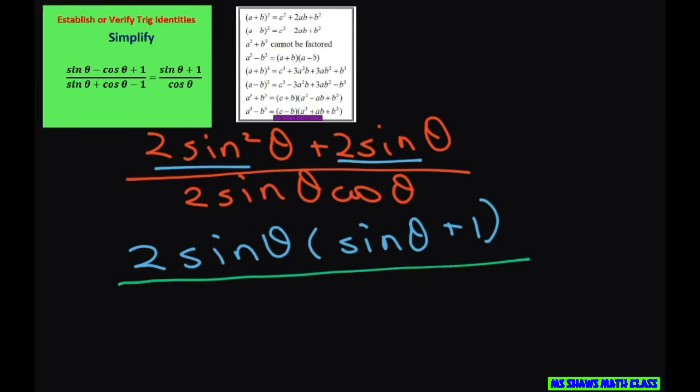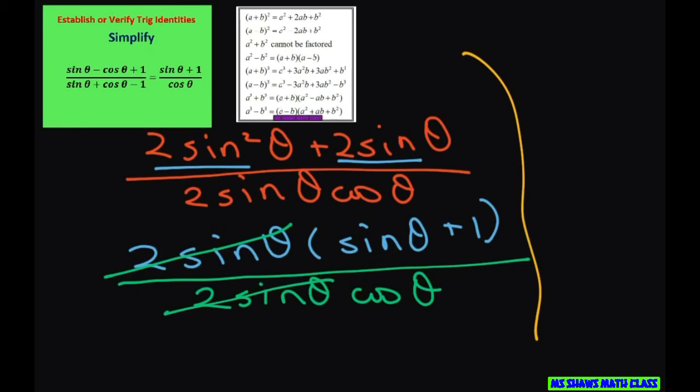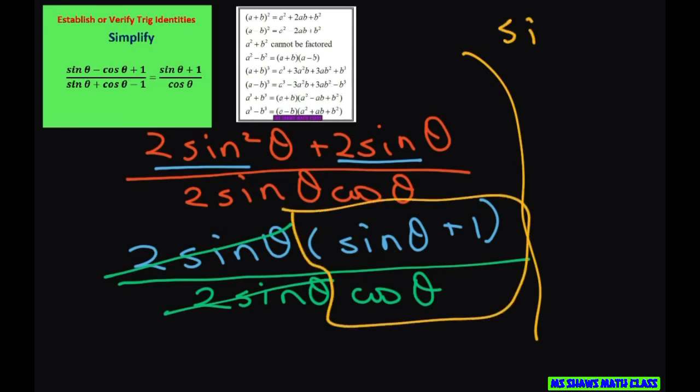Let me go ahead and write the denominator: 2 sine theta. I'm trying to jump ahead. 2 sine of theta. So I can factor this out, and 2 sine of theta divided by 2 sine of theta is 1. And now we're left with our desired result, this right here. So our final answer is sine of theta plus 1 divided by cosine of theta.